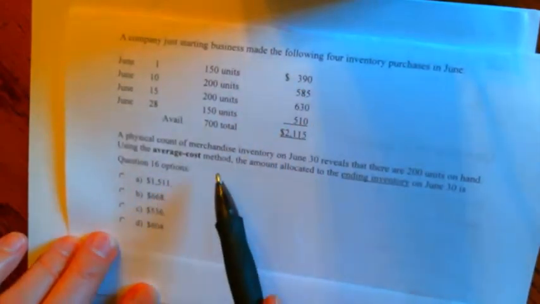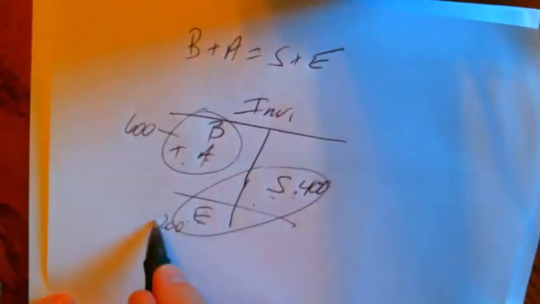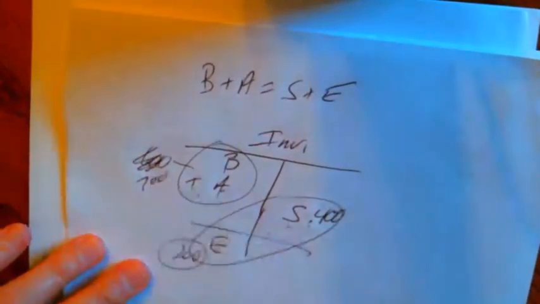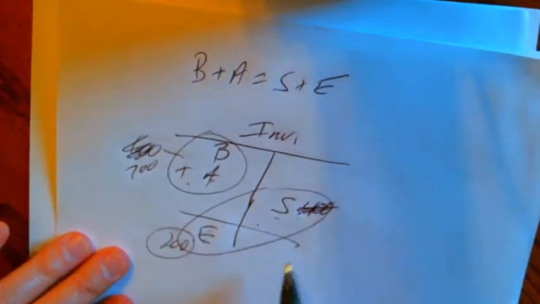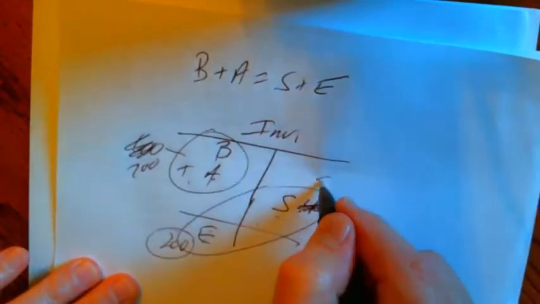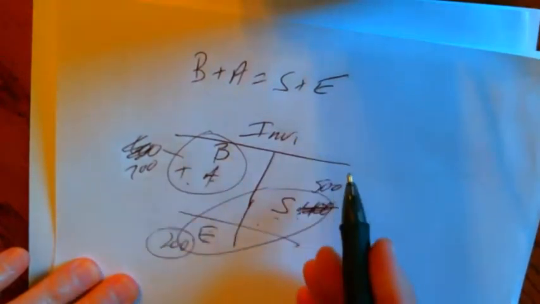This is an extended price. A physical count at month end indicated that there were 200 units on hand. And what was our total available? Total available was a total of 700 units, which makes our units sold 700 minus 200, or 500 units sold using the base formula.